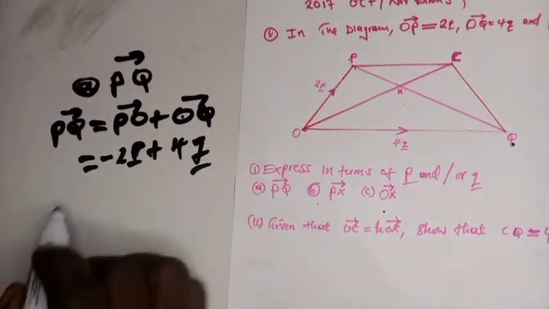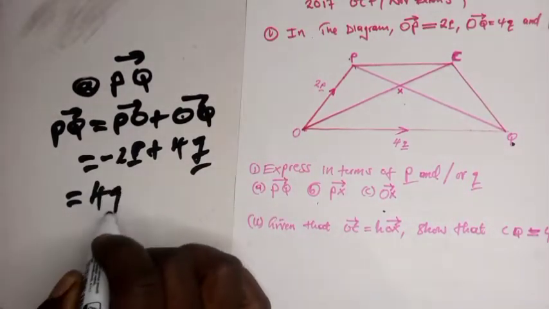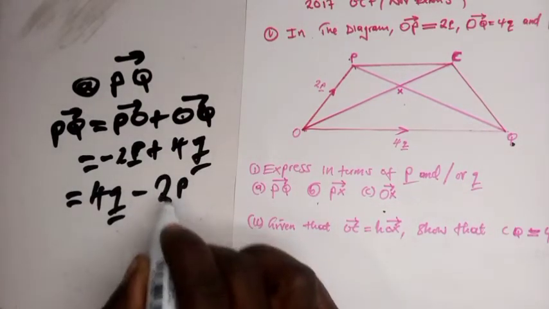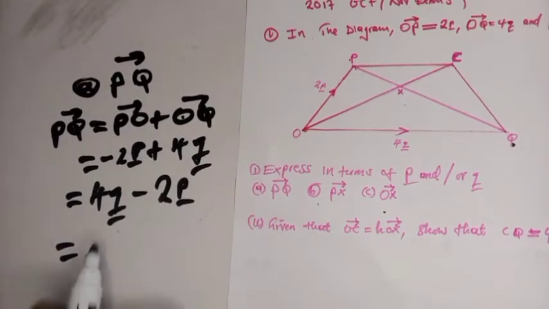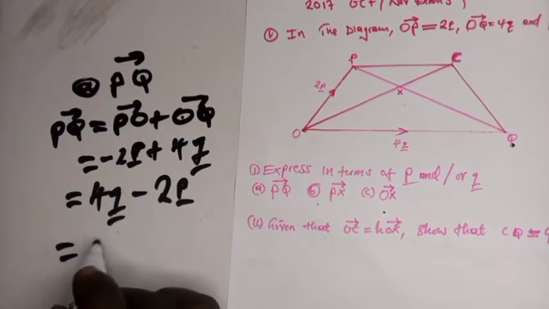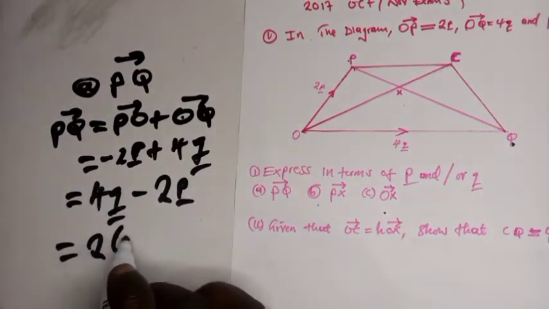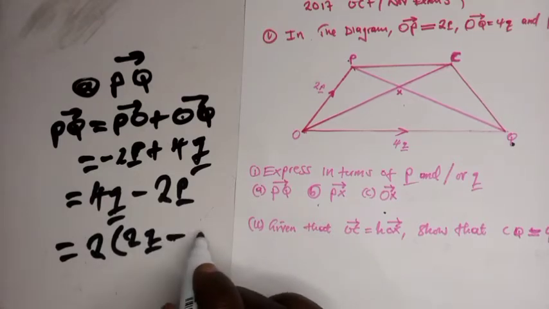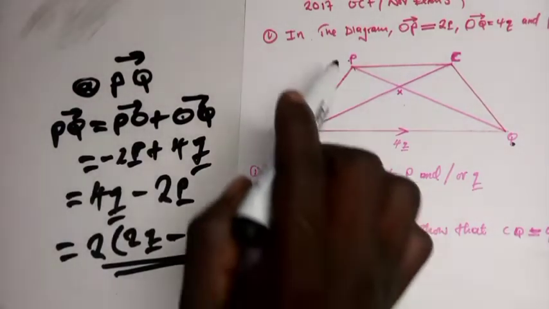Then let's write it in the positive form. Then it will be 4q minus 2p. Then let's factorize. Here what's common is 2. So 2 outside. Then 2 into 4q, we remain with 2q minus p. So this is the answer for PQ.